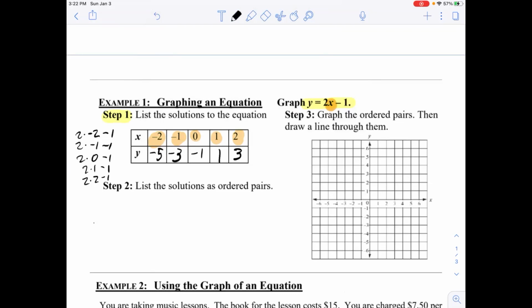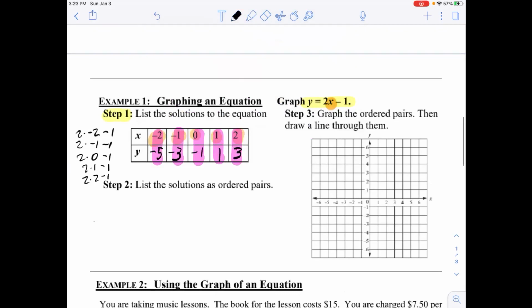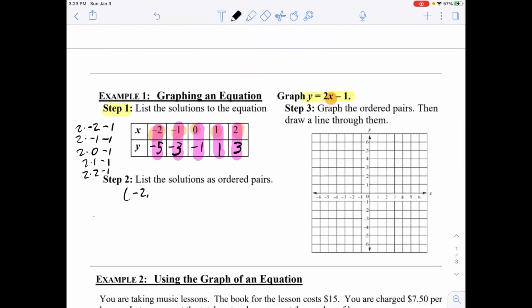My next step is to take each of these in the table and graph them as ordered pairs. So each of my ordered pairs goes like this. Remember that the x always comes first. So my first ordered pair is negative 2, negative 5. Then I have negative 1, negative 3. Then 0, negative 1, 1, 1, and 2, 3.